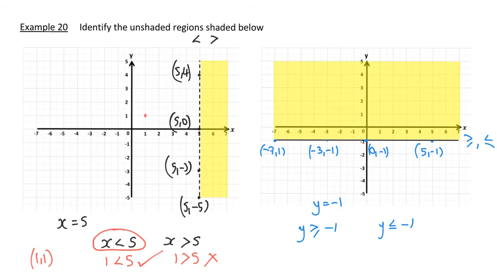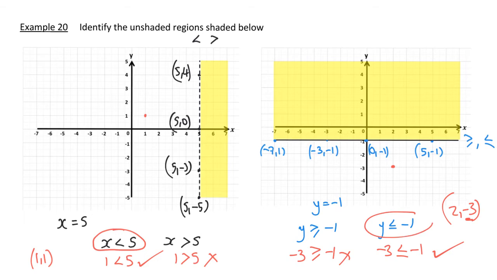We need to pick a point, so I'm going to pick 2, minus 3. And if we substitute the y value, which is minus 3, into these inequalities, we get minus 3 is bigger than or equal to minus 1, or minus 3 is less than or equal to minus 1. And we know that minus 3 is smaller than it, so that one's correct, whereas the first one was incorrect. So that means that the inequality of the unshaded region is y is less than or equal to minus 1.